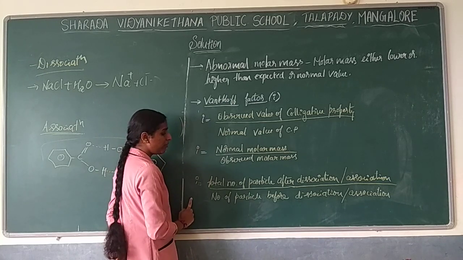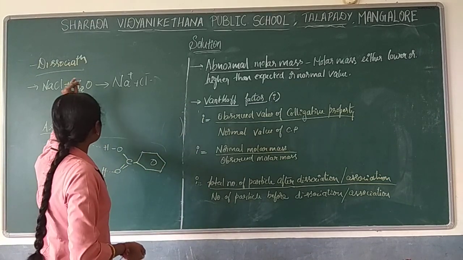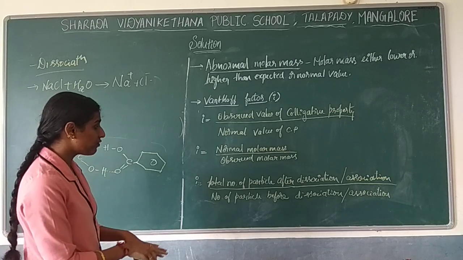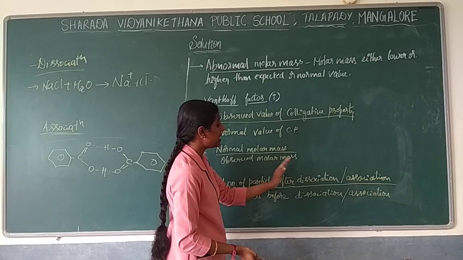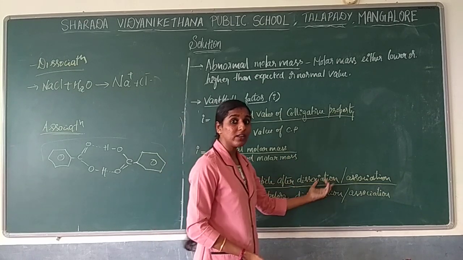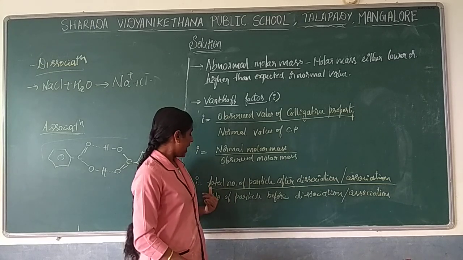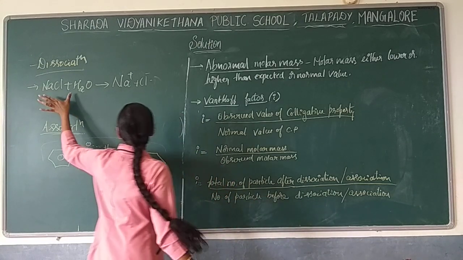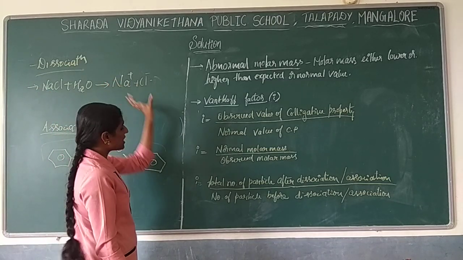And one more term, when we go with the number of particles. As I said, sometimes it goes with association as well as dissociation. When we go with the number of particles, we use this formula: total number of particles after dissociation, or the same concept if it goes with association, divided by the number of particles before dissociation. So you have to take this up.